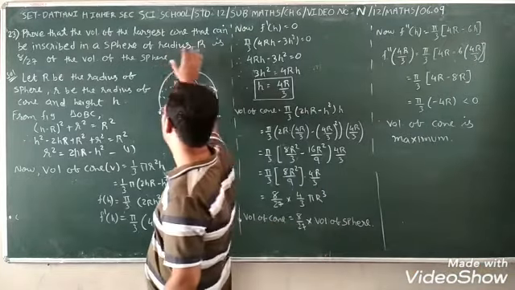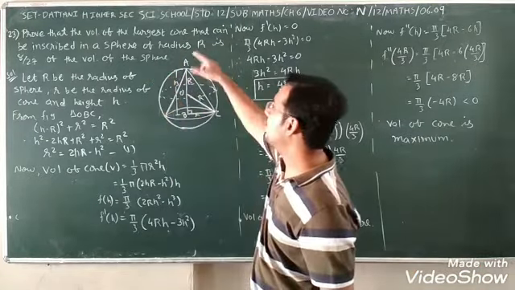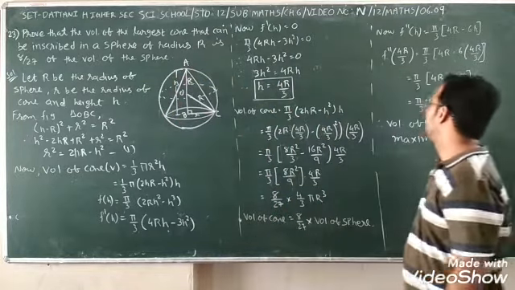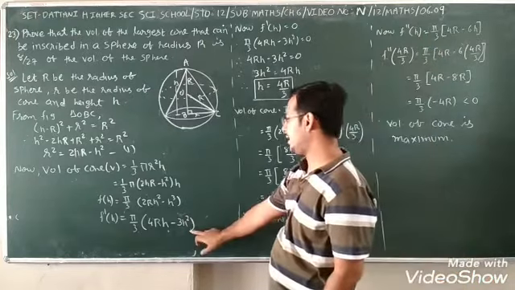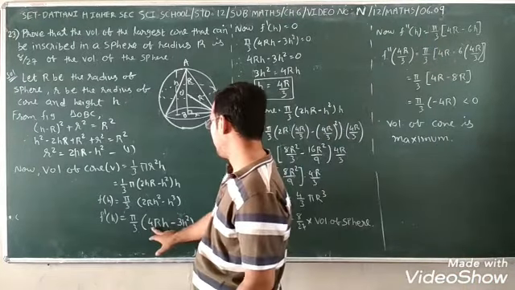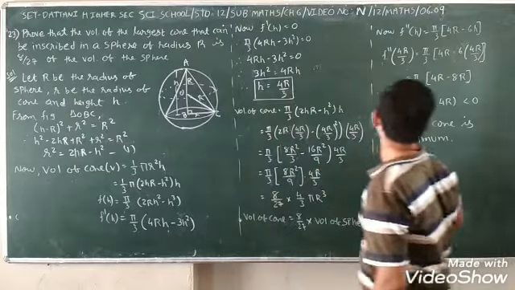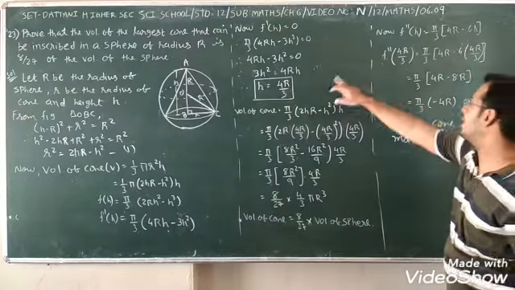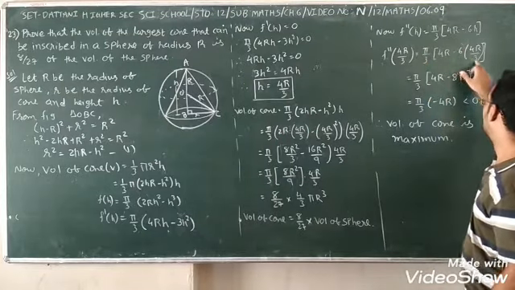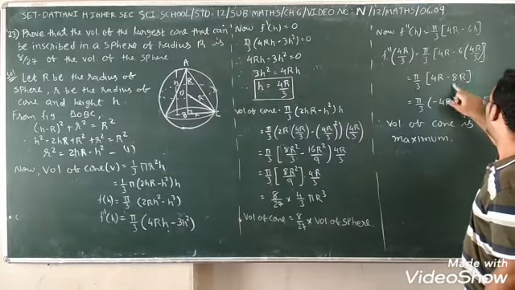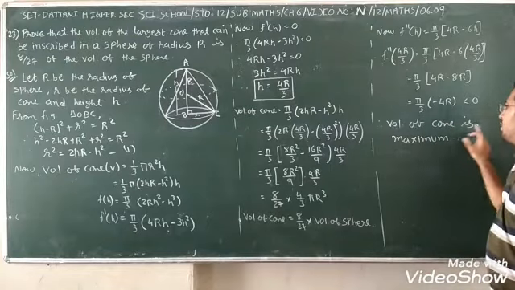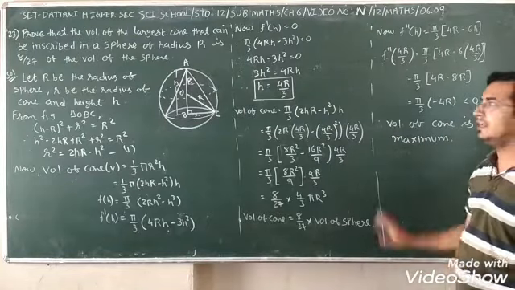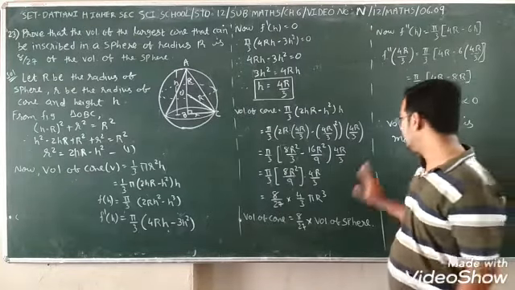Now we have to prove that it is the volume of the largest cone. So f double dash is pi by 3 times (4R minus 6h). Now h is equal to 4R by 3. Pi by 3 (4R minus 8R), that is minus 4R. It means that it is negative. So the volume of the cone is maximum. Hence we prove both things.